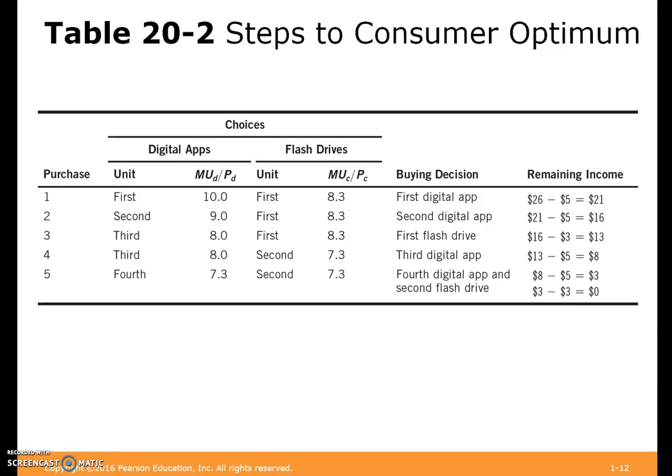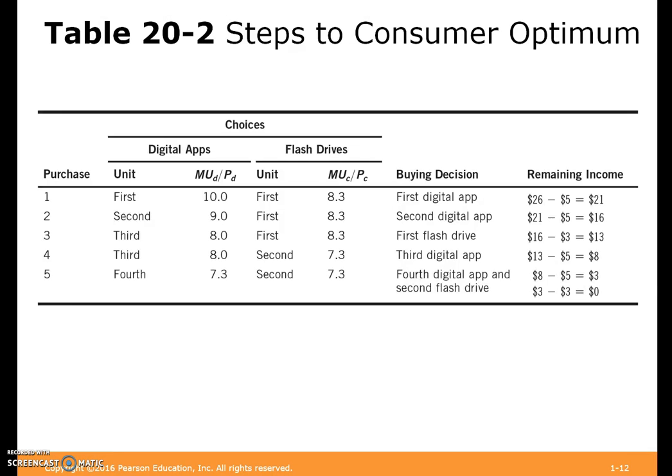And essentially what you're doing is finding which buying choice or purchase choice, right, gives the consumer the most marginal utility per dollar, or the most bang for their buck, right? So the digital app, the first digital app gives 10, the second gives 9, the third gives 8, well, the first flash drive gives 8.3, and so on.